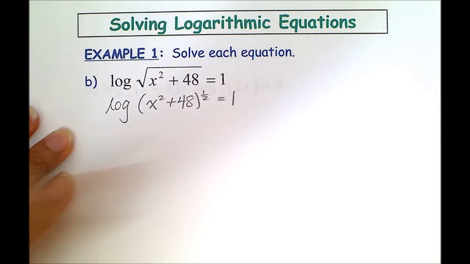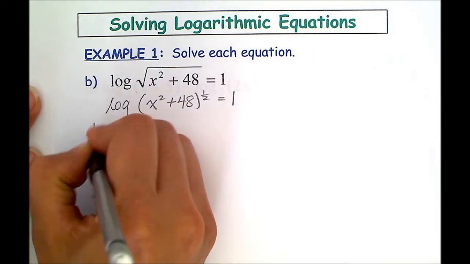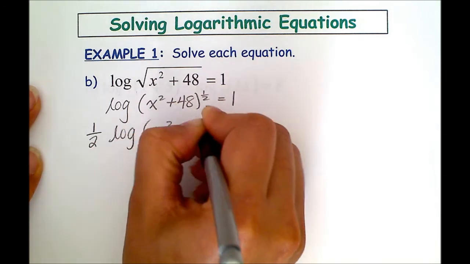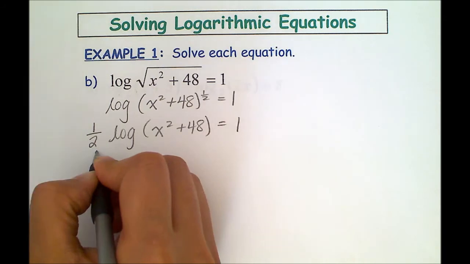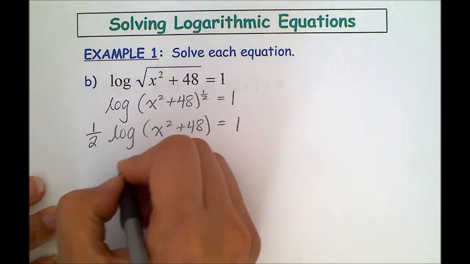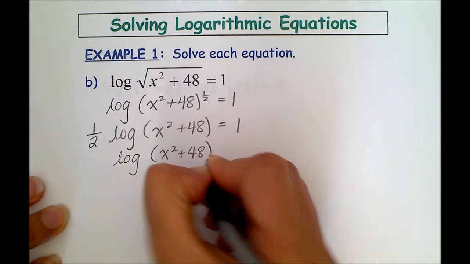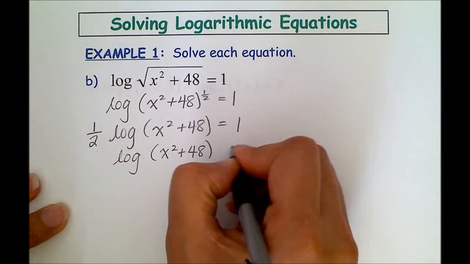And then what I could do here is apply the power law. So this will give me 1/2 log of x squared plus 48 equals 1. Then I can get rid of this half here so that I'm only dealing with the logarithm on the left-hand side. So I can multiply both sides by 2 to get log of x squared plus 48. Remember to put the x squared plus 48 in brackets because the logarithm is being applied to the entire thing. And that's going to equal 2.